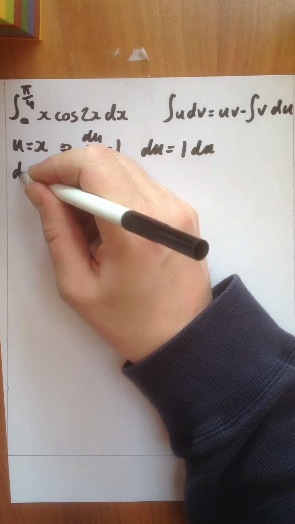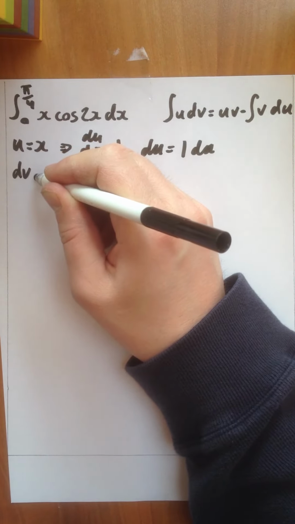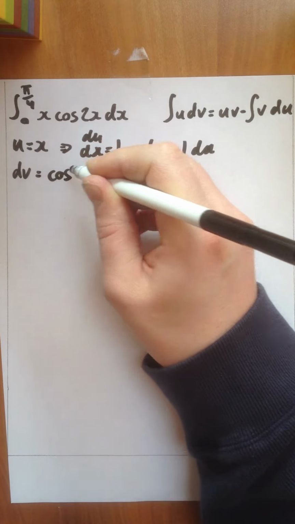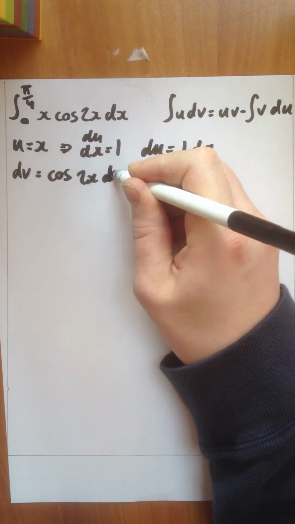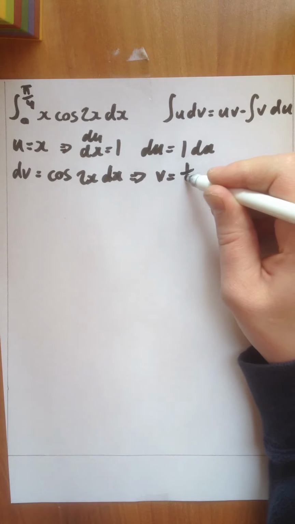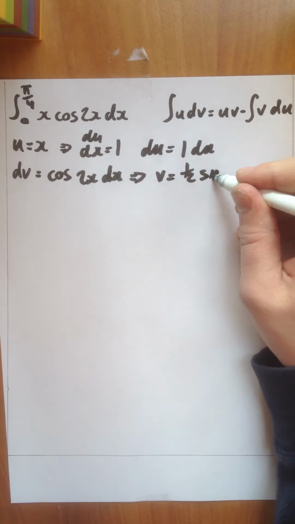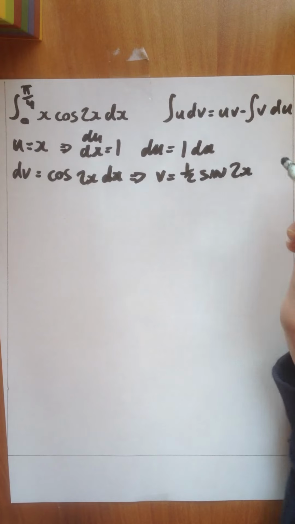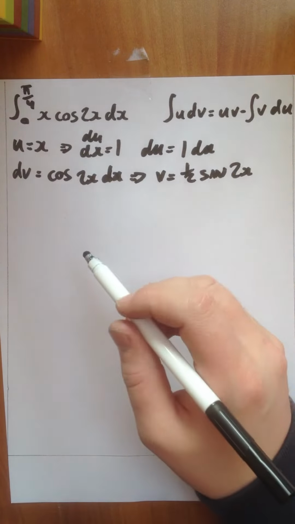We then have to find our dv value. So if we let dv equal cosine 2x dx, that will let v equal 1 over 2 sine 2x. This can be gotten from our tables as well, on page 26.